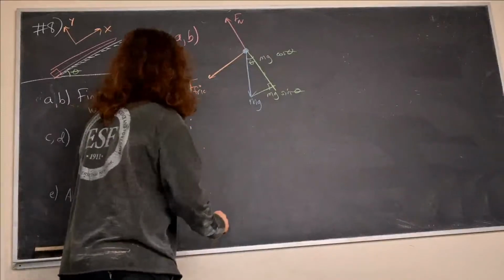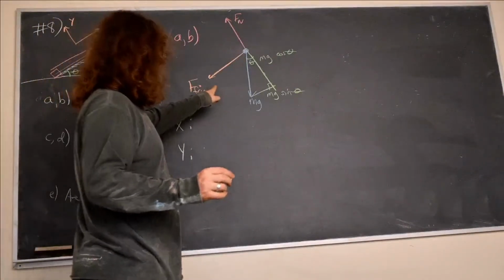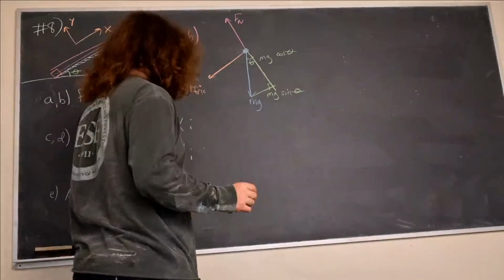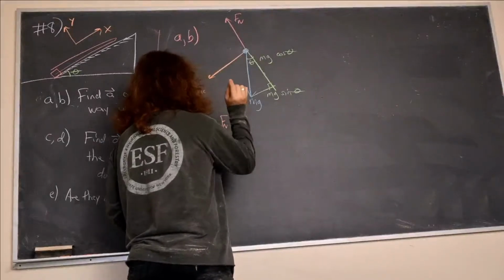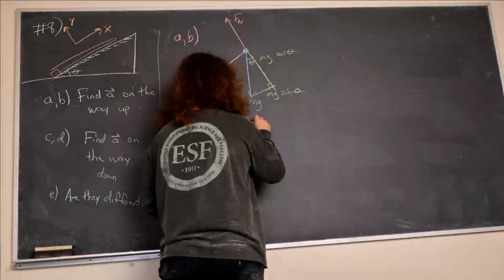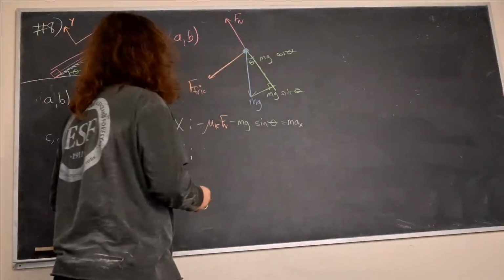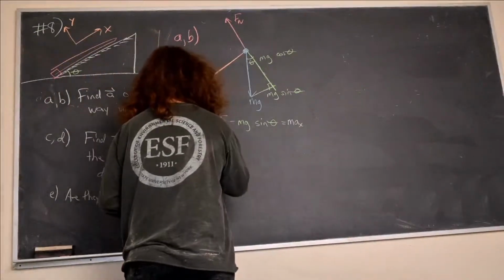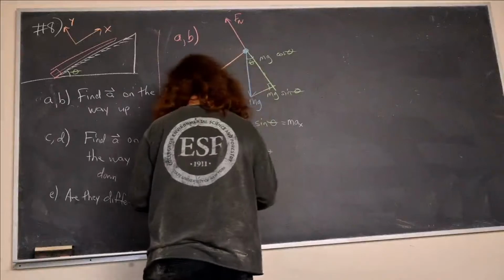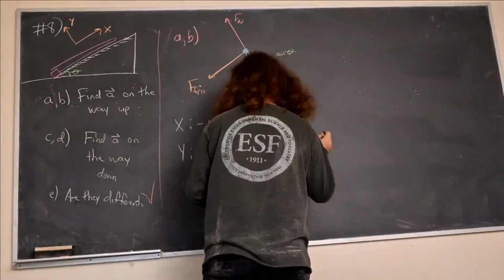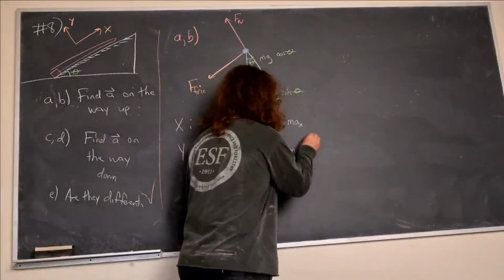So we need F equals ma in both x and y. So in the x direction, the only forces are negative, right? Friction pulls me back down. So does gravity. So the force of friction is going to be minus mu k Fn, minus mg sine theta equals max. And then in the y direction, again, just read it off the diagram. I've got the normal force minus mg cosine theta equals may. But in the y direction, there is no acceleration. So that is 0.